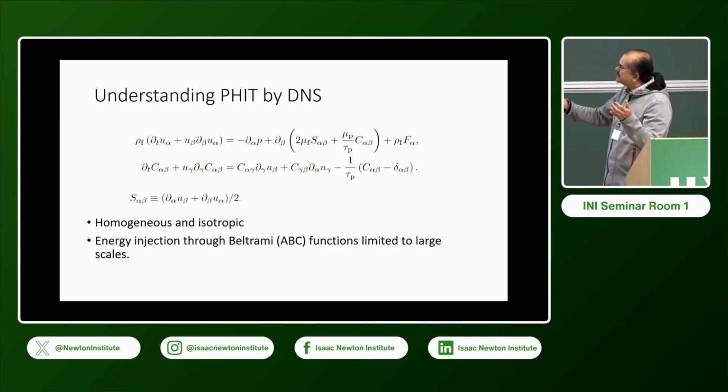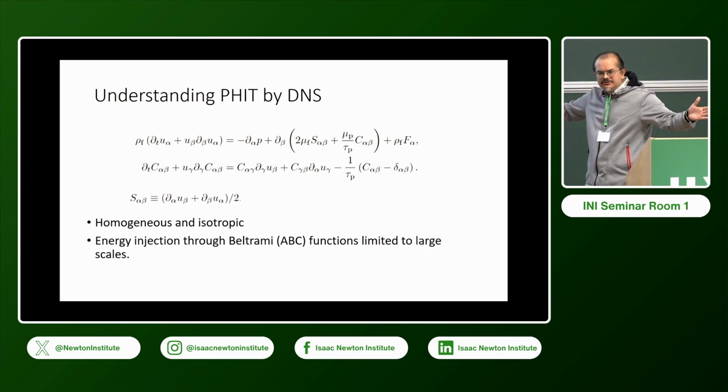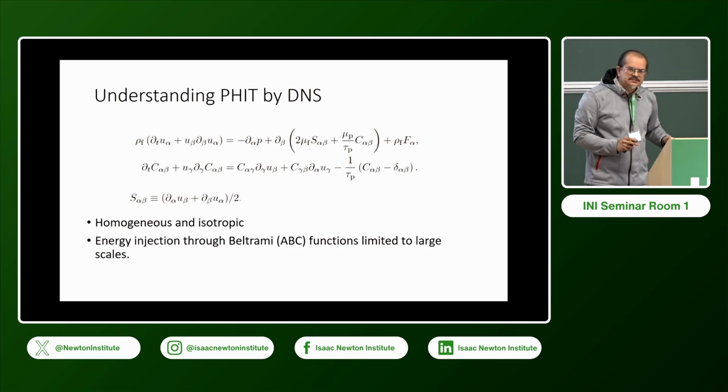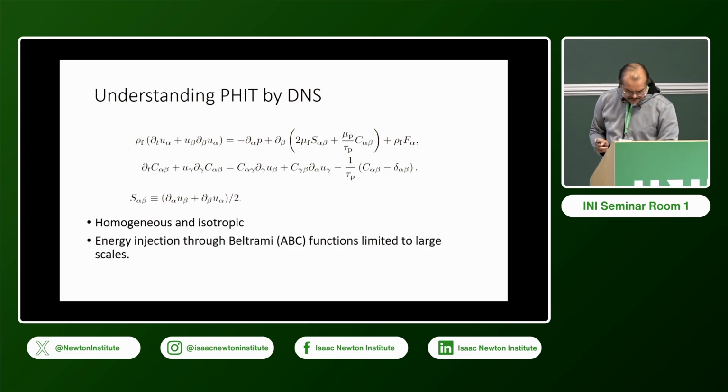You can write an equation like this. The details of the equation, there can be discussions about that, but I am avoiding that at the moment. The important thing is that there is a time scale over which the polymer relaxes. That's the tau p. That's only one time scale. We are in the homogeneous and isotropic case, and energy injection is by a Beltrami function that is limited only to the large scales. This is quite common in turbulence research.